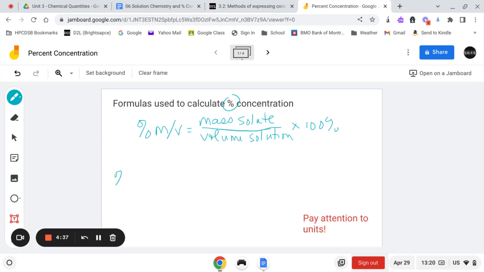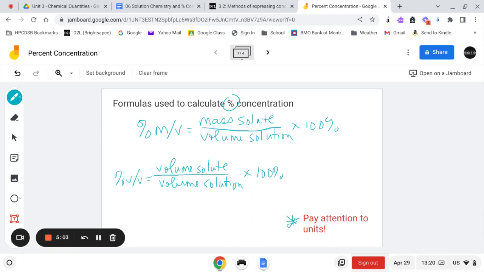You can also do a percent volume. And this is where now my solute and my solution are both in the liquid state. So you'd have a volume of solute that you are adding to a volume of a solution. And again, because it's a percentage concentration, we have to multiply by 100%.